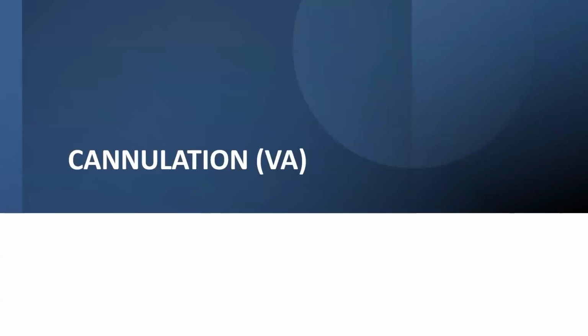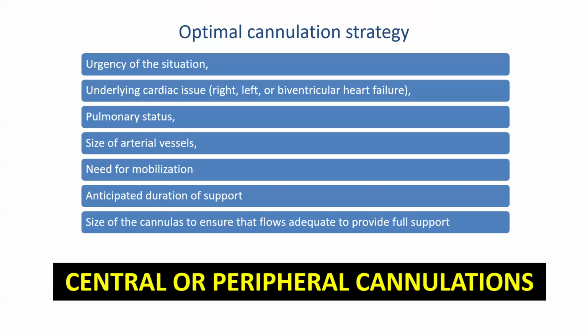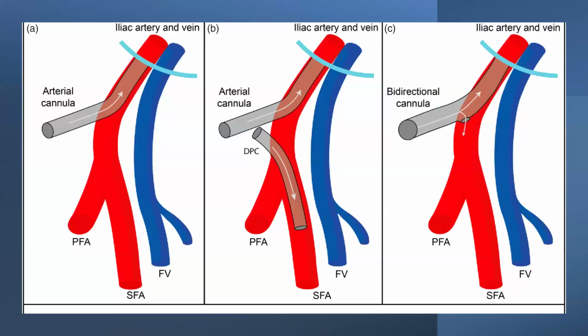VA cannulation, as sir has already told us, can be either central or peripheral. Central is usually done in the theaters where we have done a sternotomy. The cannulas are in the aorta and the RA, IVC, SVC. In peripheral cannulation, here we are draining blood.